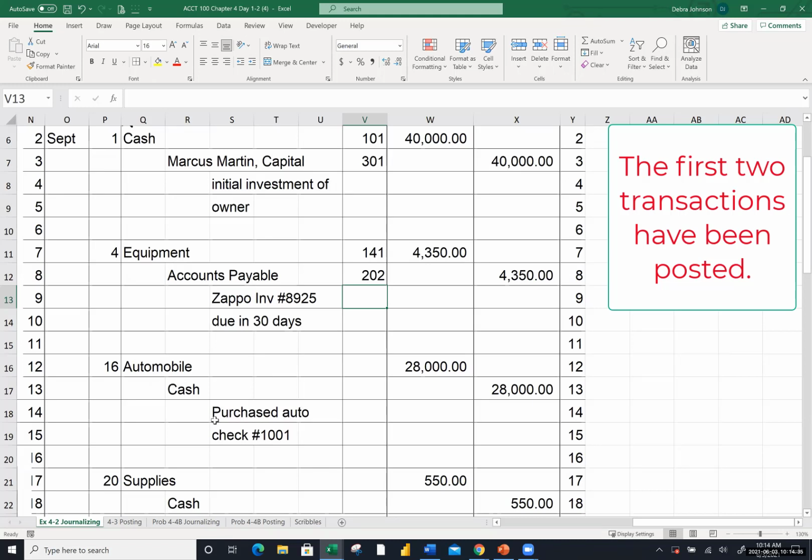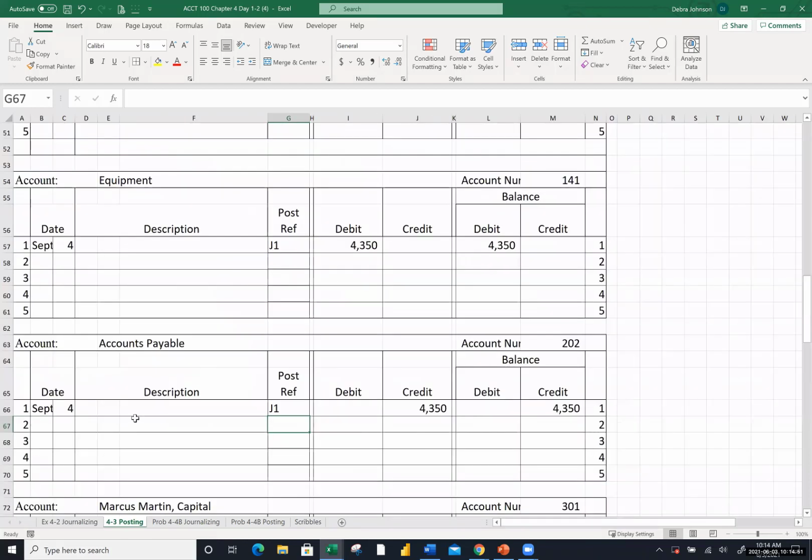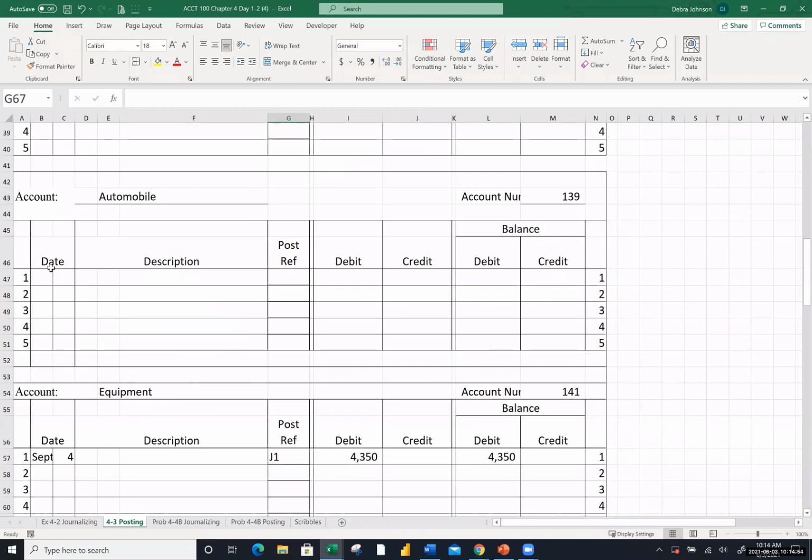So let's go do our 3rd transaction. And this is where you really got to pay attention because you're going to see some account balances start to change. So let's go record this 3rd transaction unless I hear a question. Okay, let's go find the automobile account. That's going to be up with the assets. So I'm going up here to my automobile account. I'm putting in my date, which was September 16th. That was a debit of 28,000. This is an asset. I'm going to carry over my balance of 28,000.